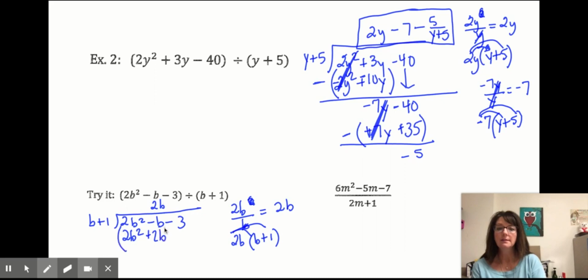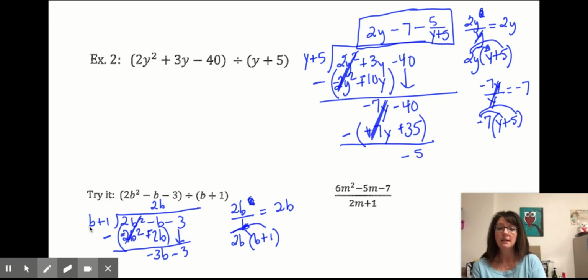Right? And then this is the section that we're subtracting. So it's going to become a -2b squared and a -2b. So we have 2b squared minus 2b squared cancels. A -b plus a -2b is a -3b. And then we bring down this -3.